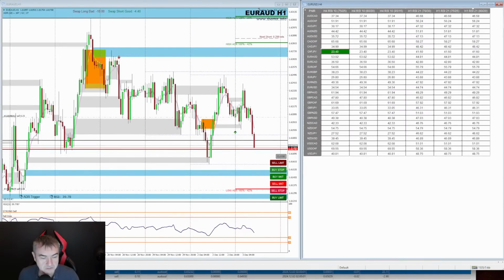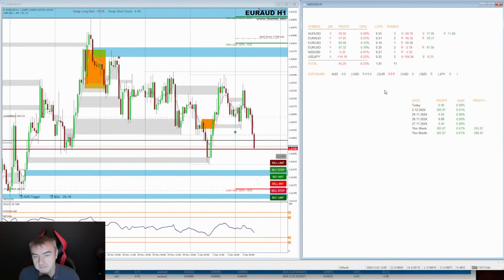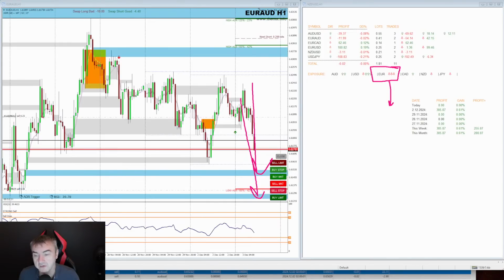I haven't got any exposure long on the euro, which is good. I'm short only on the euro, exactly where I want to be. This is not going to be good for the eurozone, all this stuff that's going on in France.